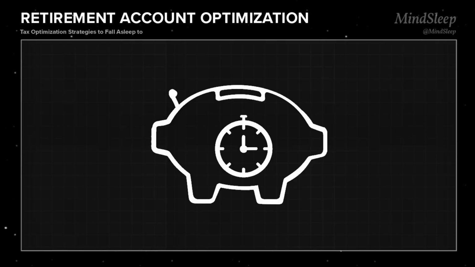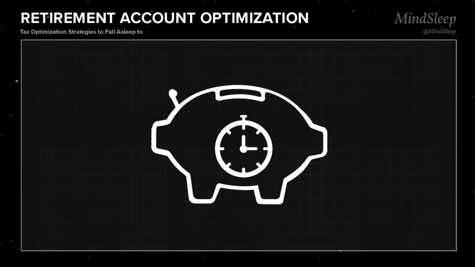As we delve deeper into the intricacies of tax optimization, we now turn our attention to a topic that affects nearly every working individual: retirement account optimization. This segment will guide you through the labyrinth of retirement planning strategies, each designed to maximize your tax benefits and secure your financial future. Let's begin by exploring the fundamental dichotomy in retirement accounts: traditional versus Roth.